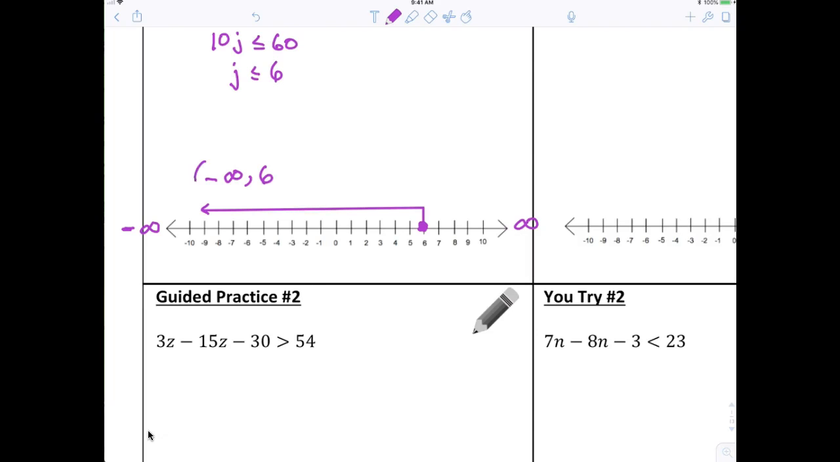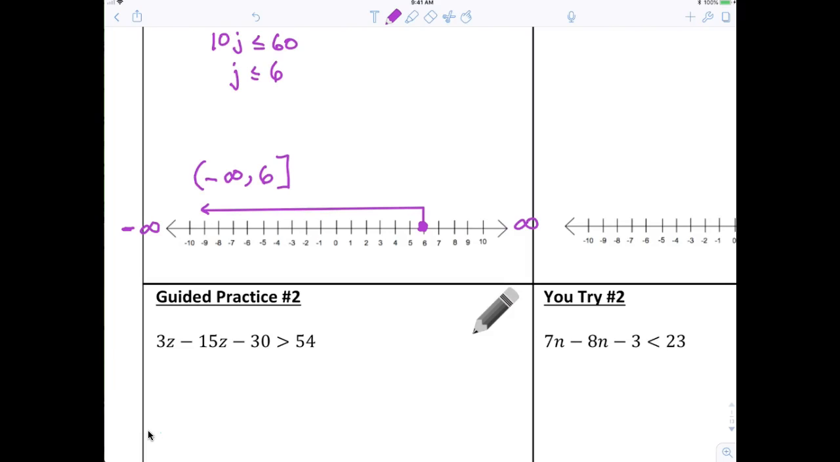Now, the reason this is a parenthesis is because you can't really reach negative infinity. The reason this is a bracket is because it includes 6. Hear me: a bracket includes. A parenthesis does not. Colin, does that make sense to you? Yeah. Carly? Anybody? Alec, you good?